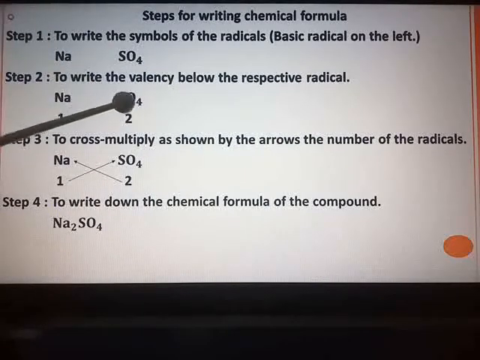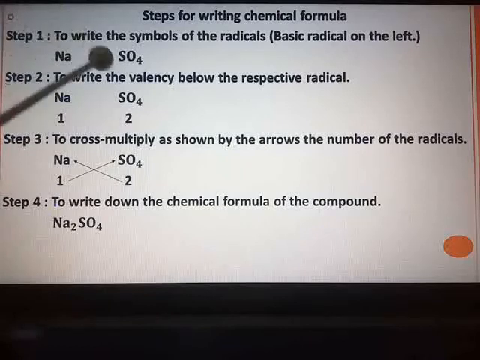Your step number 2 is to write the valency below the respective radical. So Na and SO4. For Na the valency is 1, SO4 valency is 2. Now you can ask me, teacher, how did you come to know Na is 1? Okay, you can find out from the electronic configuration. How did you come to know for SO4 it is 2? Refer the chart. Just now I have told you, page number 56. You have the ions and radicals chart. Under that you search for sulfate, SO4. There you will come to know they have given 2 minus. So 2 is the valency.